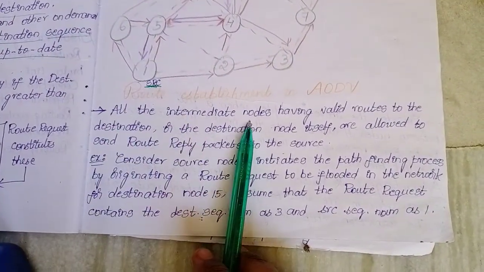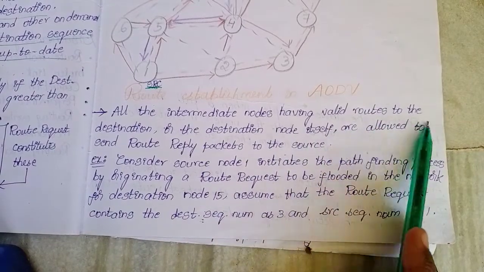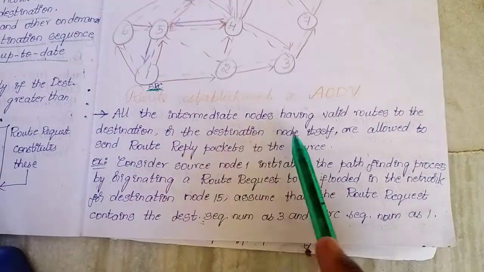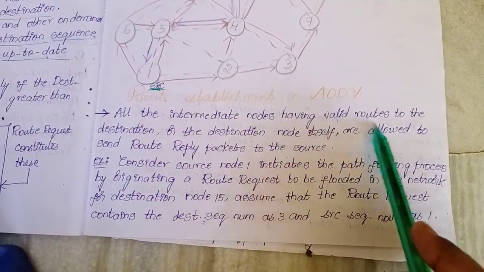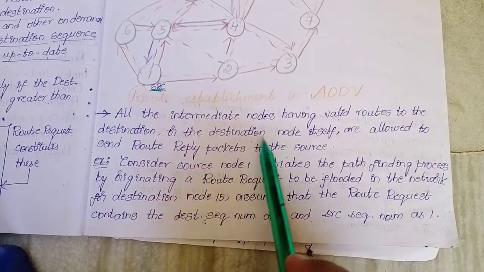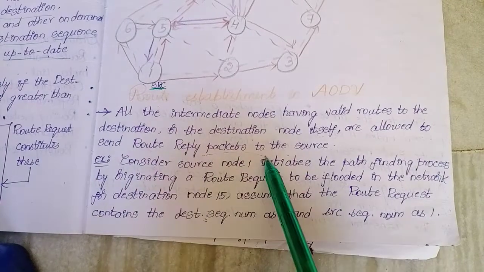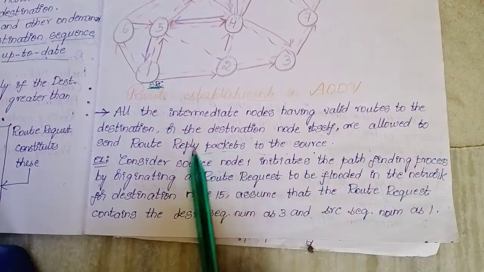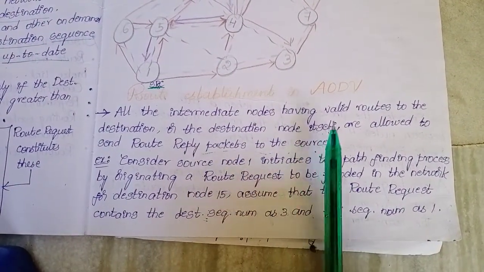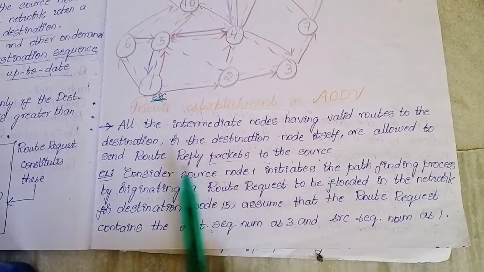All the intermediate nodes having valid routes to the destination, or the destination node itself, are allowed to send the route reply packets to the source. As I have already told you, this happens only in AODV, not in any other protocol.